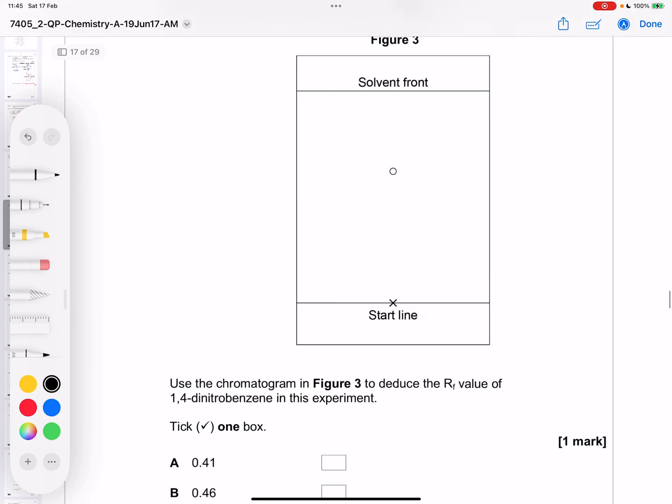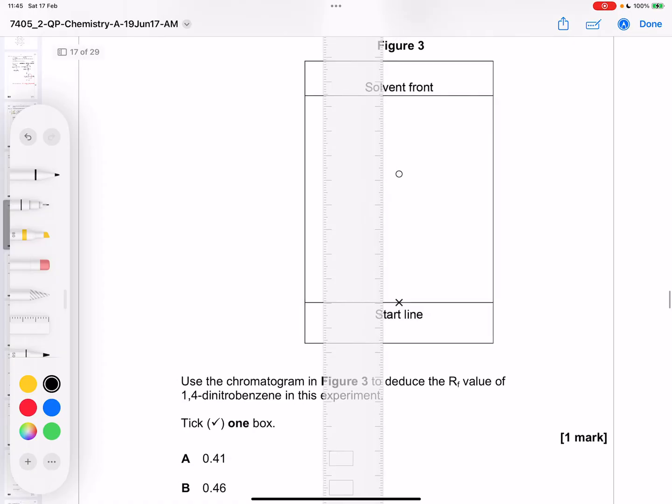Now I'm going to have to do this on this electronic screen, so my ruler values are probably not going to be the same as the ones that you have in your pack on your piece of A4 paper, or if you've got a smaller version, it's not going to be the same as your smaller version. But what you want to do is measure the distance from the start line to the solvent front, so using your ruler, from the start line here to the solvent front. You're going to measure that in whatever units you like, as long as you stick to the same units.